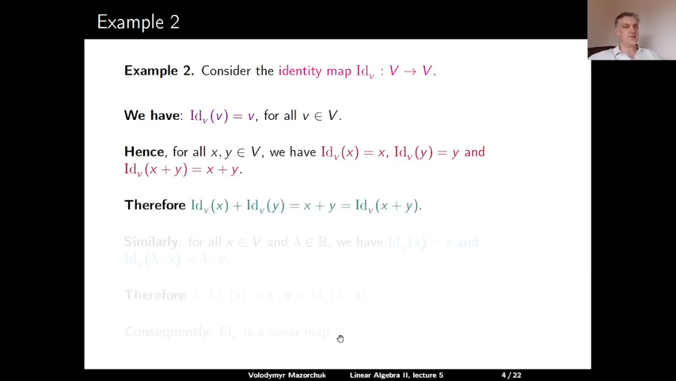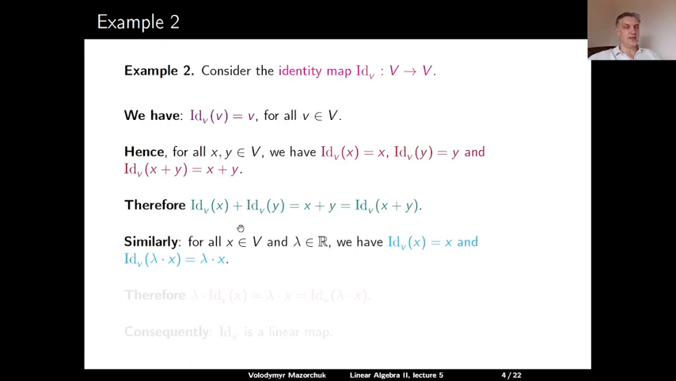So therefore, the identity applied to x plus the identity applied to y is equal to x plus y, and this is equal to the identity applied to x plus y. So the first condition is again satisfied.